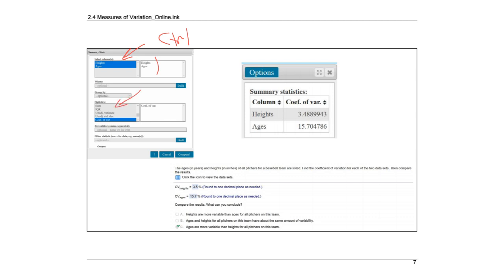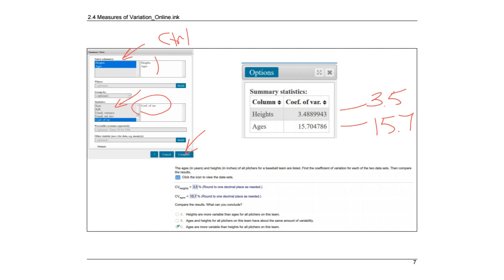Now, when you come down to the statistics, the coefficient of variation is almost all the way to the end. So you have to scroll down, and you'll see coefficient of variation. So hit compute, and we get our 2 coefficients of variation. So remember, this is the standard deviation as a percent of the mean. So for the height, we get 3.5. That's a percent. For age, it's 15.7.